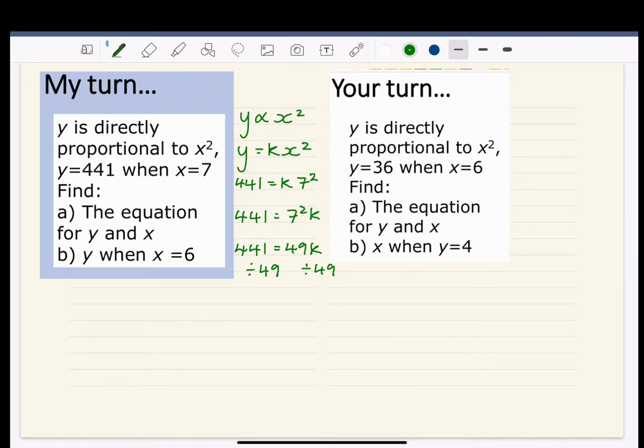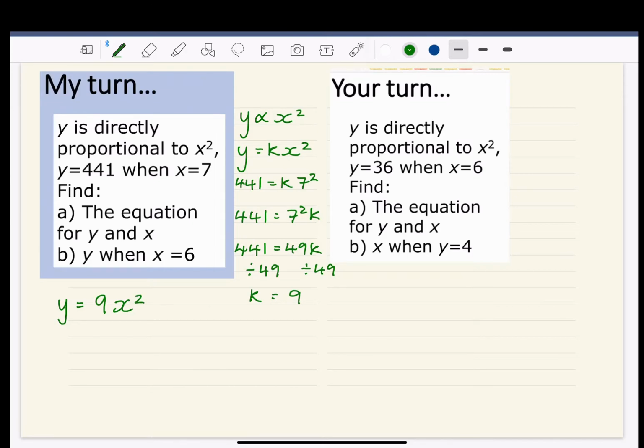So the easiest way is to start thinking about 49. If I multiplied it by 10, I'd get 490. Take away one lot of 49 actually does give me 441. So my answer here is k is equal to 9. I then plug that back into my base equation as we've done before. So y equals 9x squared, remember this time.